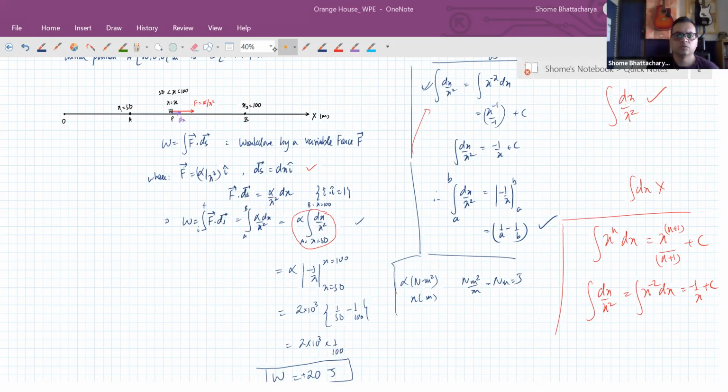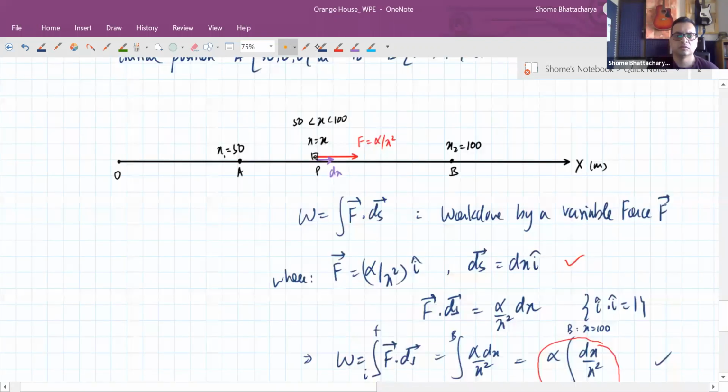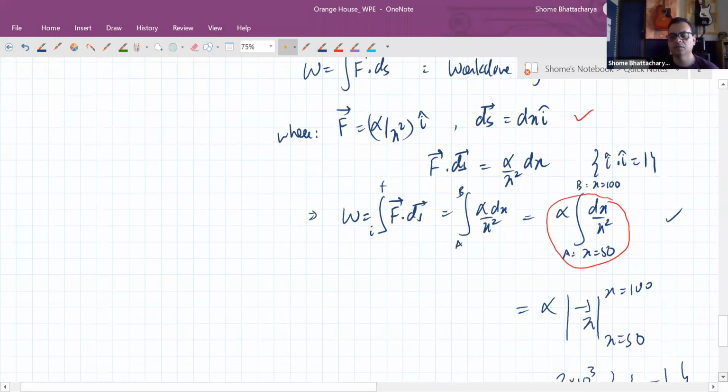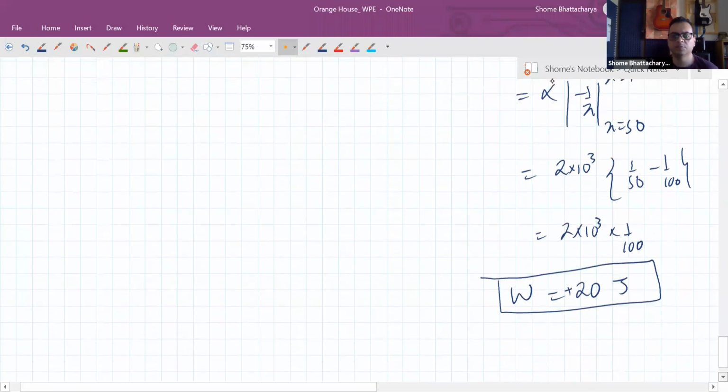Okay, let's move on to one very important example, or let's say formula of work done. That is work done by spring, work done by spring force.